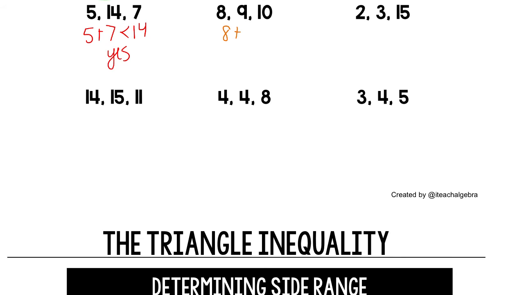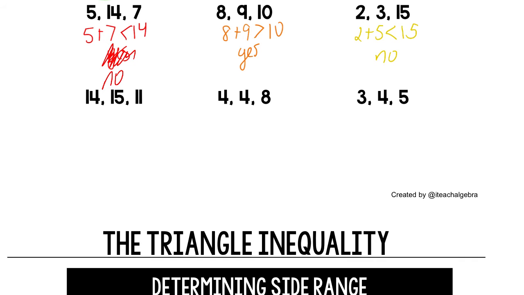We've got 8 plus 9 is 17, and that's greater than 10. So that one's a yes. The one before, I told you very incorrectly. 5 plus 7, while yes, it is less than 14, since it's less, it's not yes, it's no. That has to be longer. So sorry about that. Next, I've got 2 plus 3 is 5, and that's less than 15. So no, not a triangle.